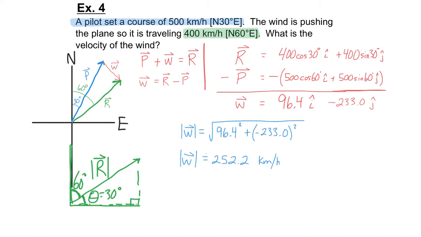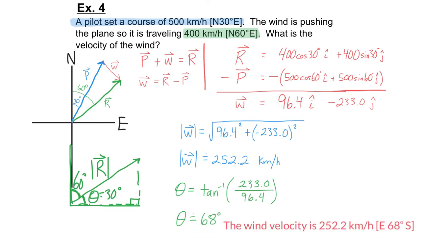Recall I used the Pythagorean theorem with the x and y components to find the magnitude of the vector. So the wind is traveling at 252.2 kilometers per hour in an east and then a south direction, but I need to know the angle that it is south to have a more precise direction. The tangent of the angle is opposite over adjacent, the y component over the x component. Take the inverse tan to get the angle, which is about 68 degrees. So I can say the wind velocity is 252.2 kilometers per hour, east, 68 degrees south. And I know it goes east, then south because of the x and y components of my vector. It's in the positive x, which is east, negative y, which is south.